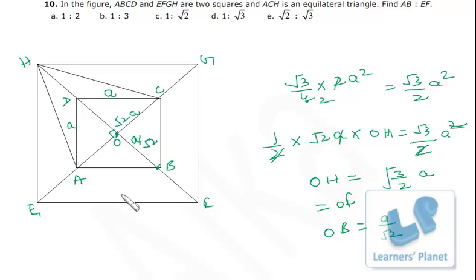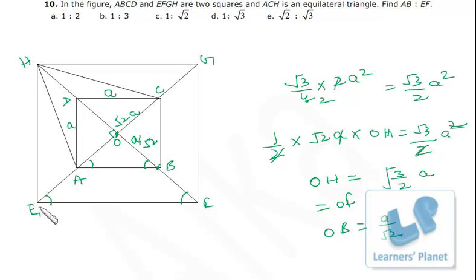Now since diagonal makes angle 45 degree with the side, so this angle is 45, this angle is 45. Similarly in this square, this angle is 45, this angle is 45. That means, and angle O is common. So triangle OAB is similar to triangle OEF. Now if the two triangles are similar, their sides will be in proportion, or we can apply the Thales theorem, right? So sides will be in proportion.